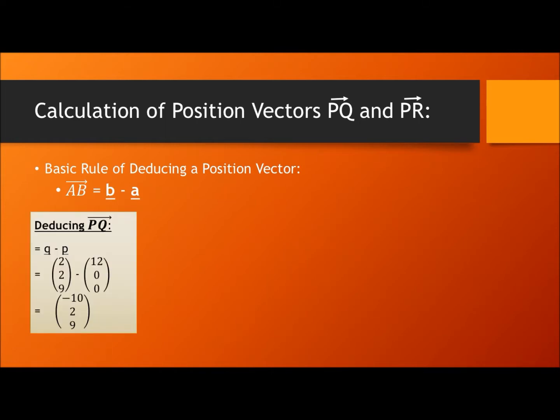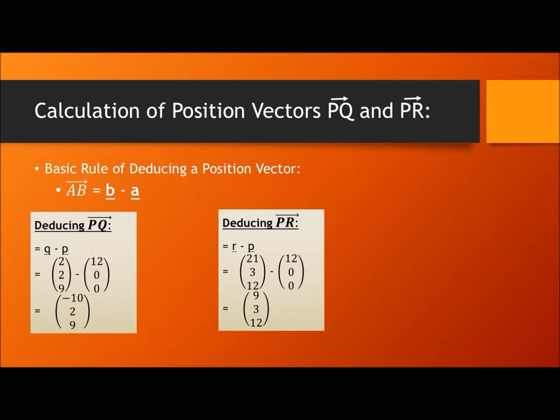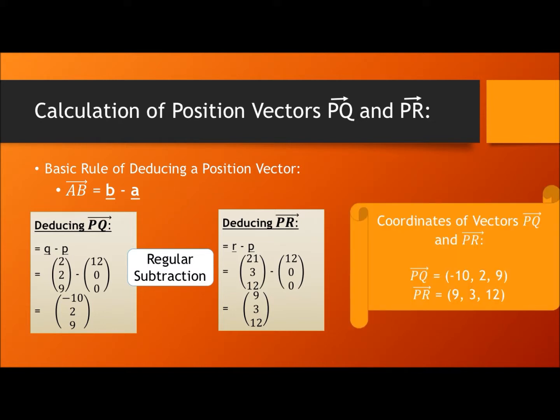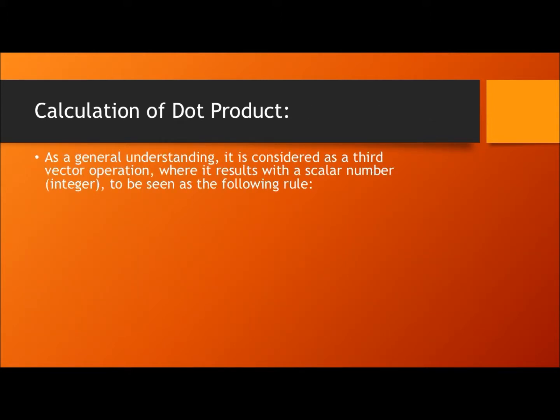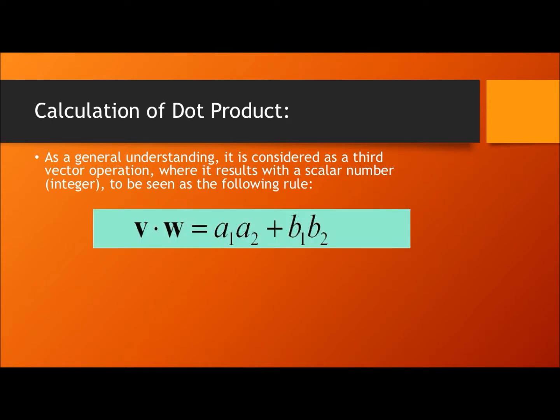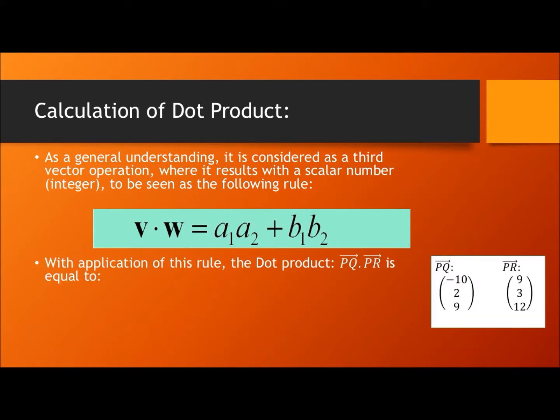With the general rule of position vectors, we can deduce that the vector PQ is determined as 2, 2, 9 subtracted by 12, 0, 0 to be equivalent to minus 10, 2, 9, whereas PR is equal to 9, 3, 12. As a general understanding, the dot product is considered a vector operation which results in a scalar number, following the rule where the dot product of v and w is equal to the product of a1 and a2 plus the product of b1 and b2. With application of this rule, the dot product of PQ and PR is equal to minus 90 plus 6 plus 108, which is equal to 24.